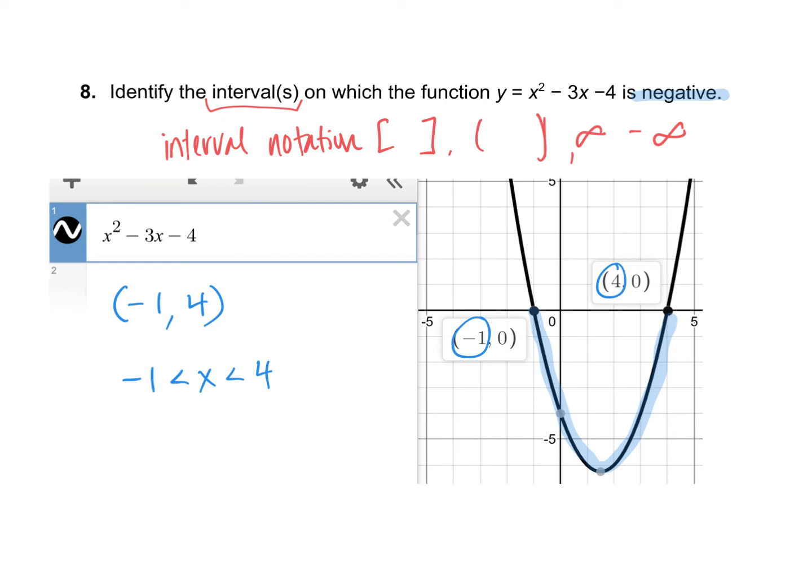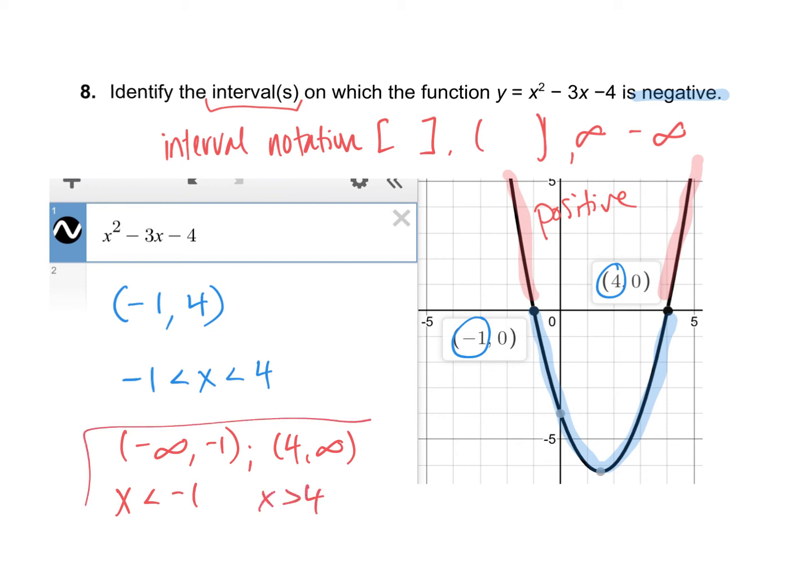The positive interval will be the side that's above the x-axis. That's where you'll get your infinities. So if I were going to write it in interval notation for the positive interval, positive would be from -infinity up to -1, and then it would be from 4 to positive infinity. Or it would be x is less than -1, but x is greater than positive 4. This is only for positive.